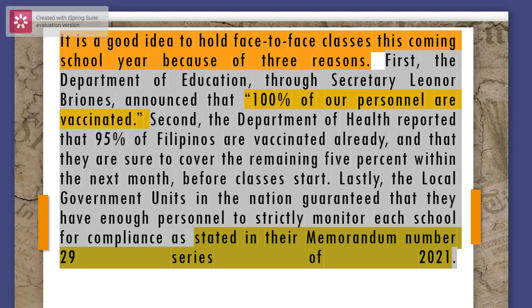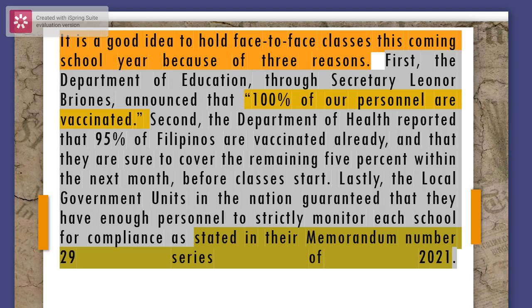This is an example of a claim with evidences. The sentence highlighted in orange, the first one, is the claim, while the remaining sentences are the evidences. I used here a direct quote, a made-up direct quote, incorporated in a sentence. It's highlighted in yellow, and I referenced using, this is highlighted in green, as cited in their Memorandum Number 29 Series of 2021. So I used this one as my reference.